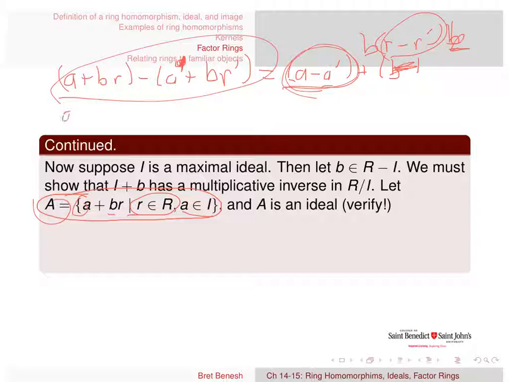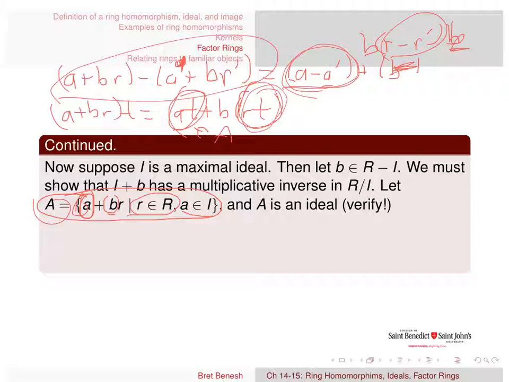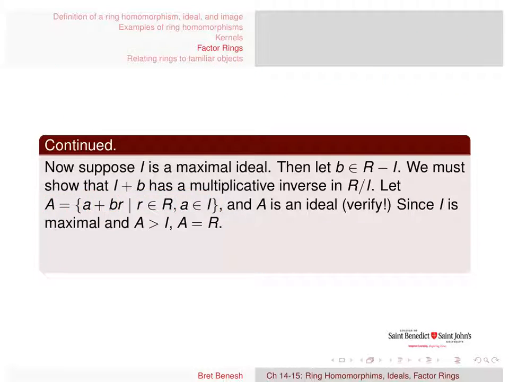And now what happens if I multiply any element of this by an element t? Well, I'm going to get at plus brt. at is in I by the absorption property of I. So therefore, I still get an element in I there. And then I still get b times some element of the ring, because this is going to be some element of the ring. So I get the absorption property. So we're happy. A is an ideal.